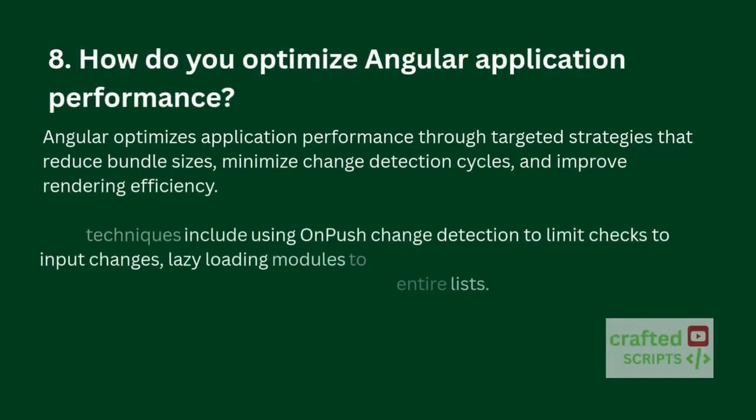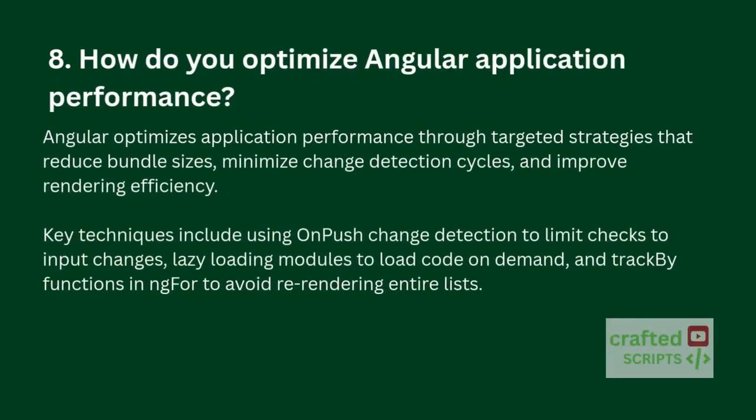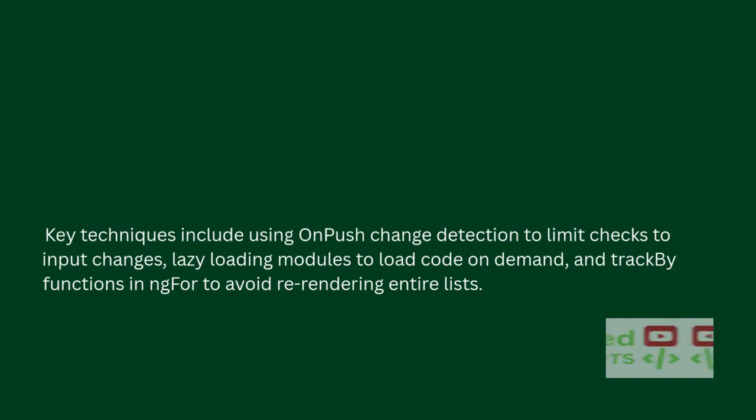Question number 8. How do you optimize Angular application performance? Angular optimizes application performance through targeted strategies that reduce bundle sizes, minimize change detection cycles, and improve rendering efficiency. Key techniques include using OnPush change detection to limit checks to input changes, lazy loading modules to load code on demand, and trackBy functions in ngFor to avoid re-rendering entire lists.